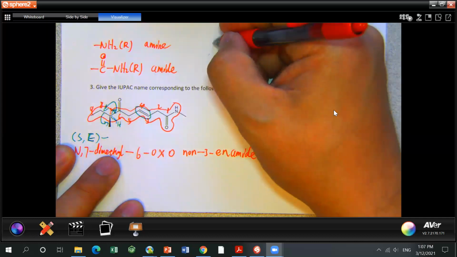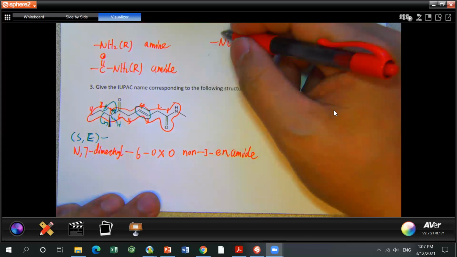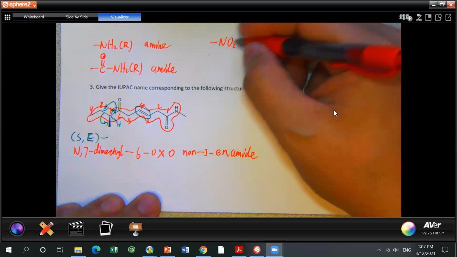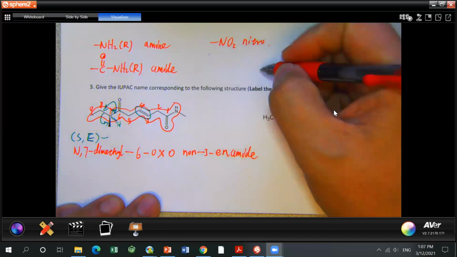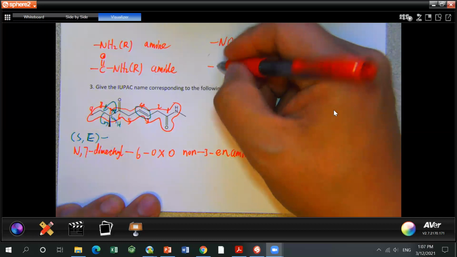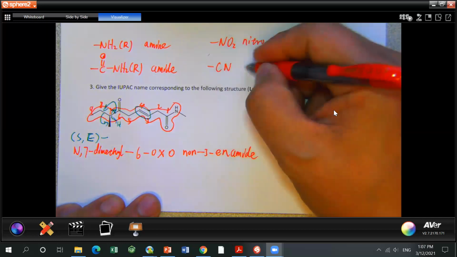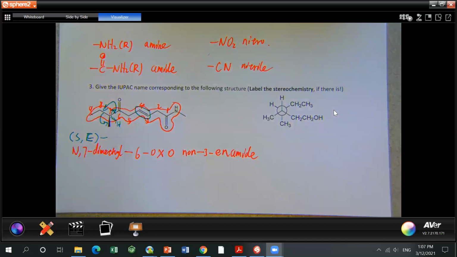And then NO2. There was a question in quiz 4 about dinitro, and a lot of students didn't know what nitro is. Nitro is NO2. And the last one is the nitrile compound, with the CN triple bond. Make sure you know the differences and can draw their structures.